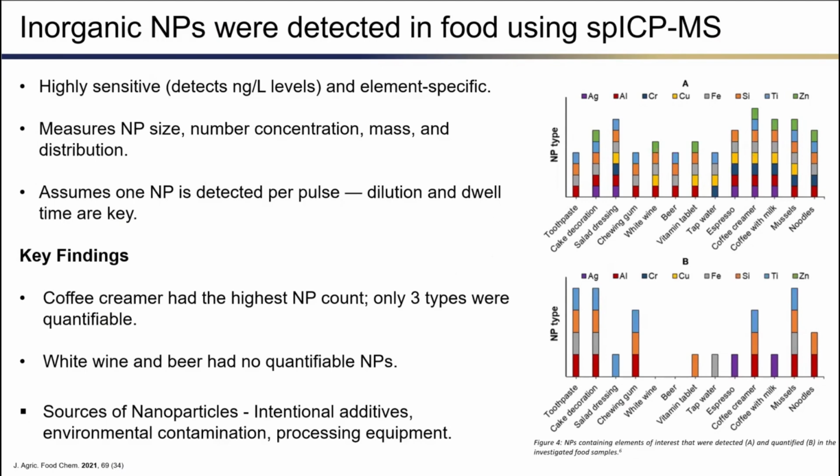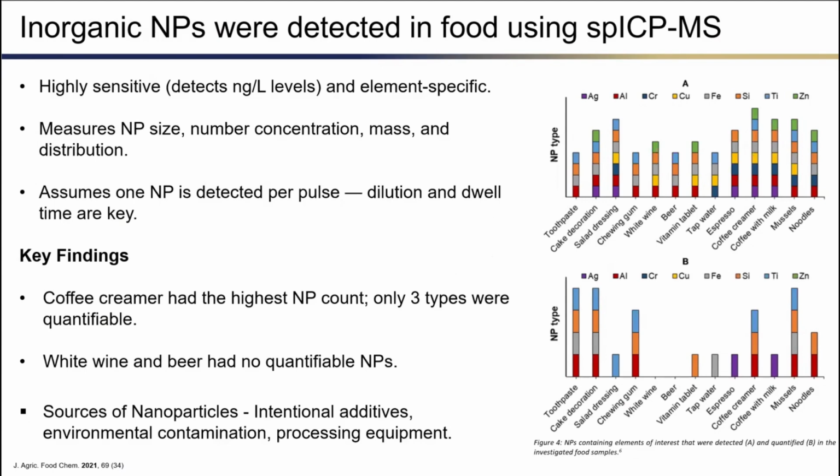And this assumption is brought upon by working with the dilution and the dwell time. And also in single particle ICP-MS, you can use Poisson statistics to validate data accuracy, and you can detect polydispersed, aggregated, and agglomerated nanoparticle systems as well.